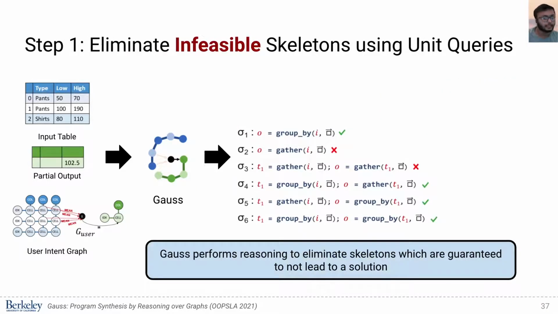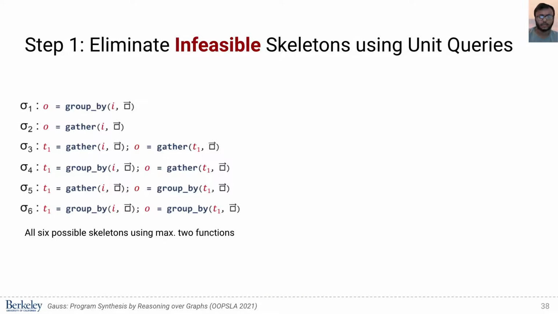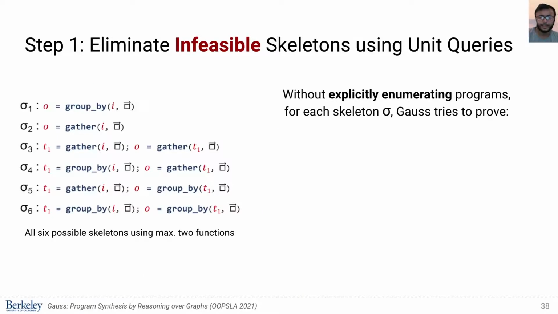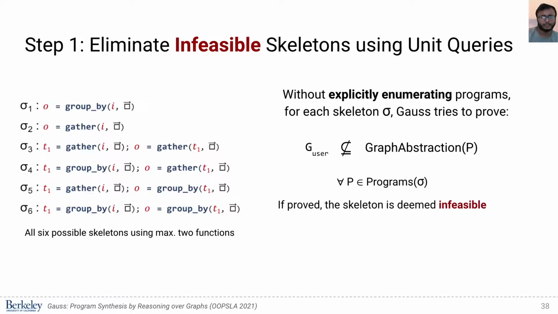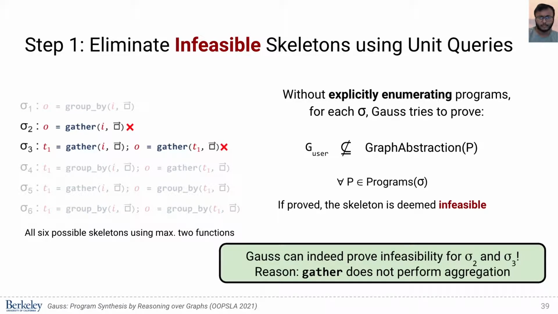Gauss first tries to reason at the level of skeletons. It performs reasoning to eliminate skeletons which are guaranteed to not lead to a solution. That is, no matter what argument combinations we choose, the enumerated programs for this skeleton will not satisfy the user specification. How does Gauss check this? Without enumerating any programs for a skeleton sigma, Gauss tries to prove that GUser will not be a subgraph of the graph abstraction of any program in programs of sigma. Clearly, if this is true, then all the programs will fail to satisfy the spec, and therefore we call such a skeleton sigma infeasible.